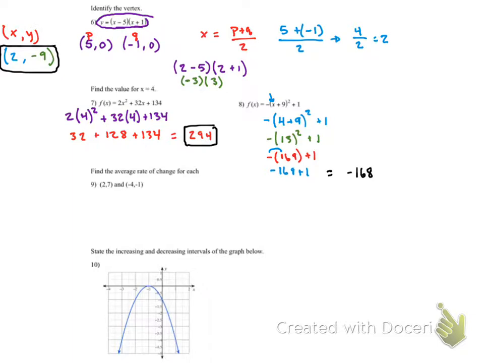Oh, and I'm forgetting to write these as coordinates as well. So we plugged in 4, we got 294. That should be our answer. We plugged in 4 here, and we got negative 168. That should be our answer. Okay, it's easy to forget to write them in coordinates. I just did it. That was my 3rd time doing it.